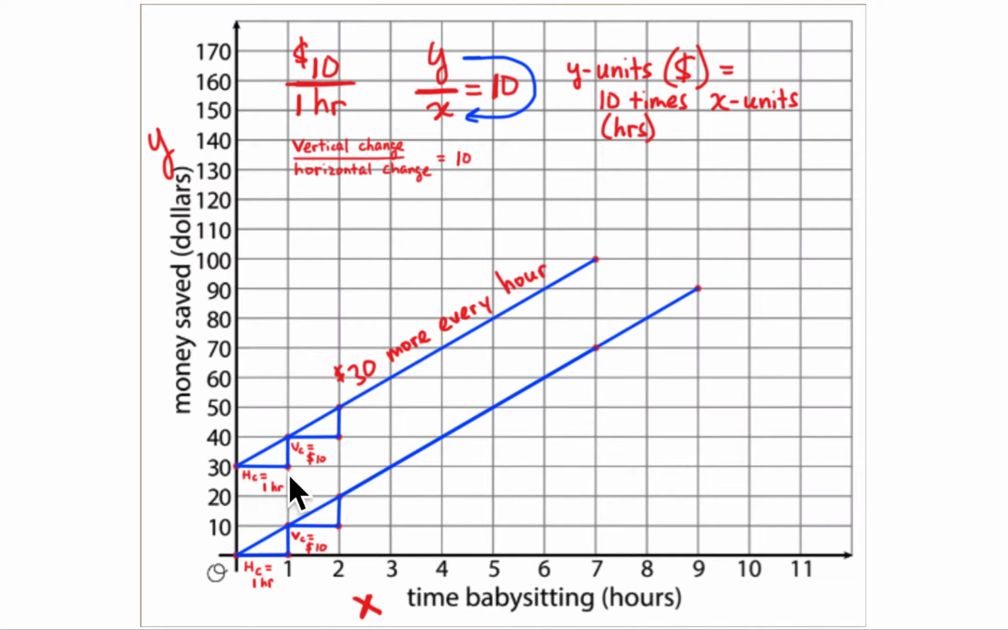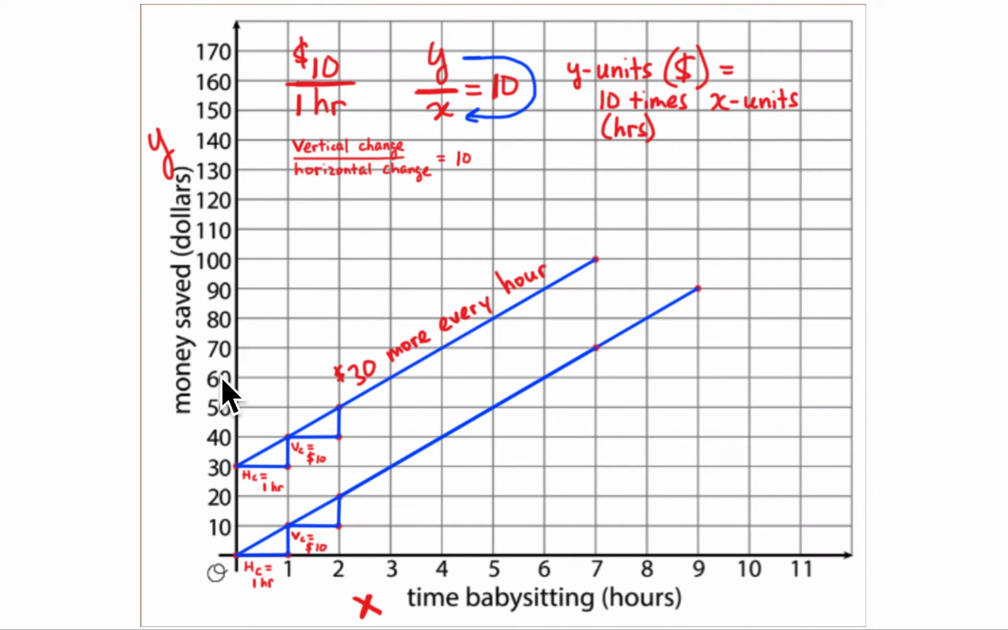Okay, he works for an hour, saves $10. So I've saved $10 from babysitting, but what's the total amount of money I've saved? Oh, you have to add that $30. So to this $10 here, he has to add 30 to get to $40 total. Works another hour, 2 hours, he saves $20, but oh man, I have to add that $30. So he has a total savings of $50. He works 3 hours, he's saved $30 for that 3 hours of work, but don't forget to add that $30 that he had before. So he has to add that $30 every single time to get the total amount of money that he's saved.